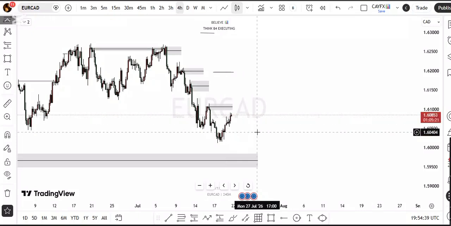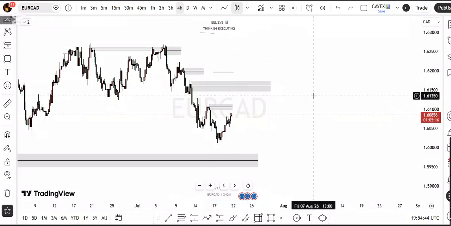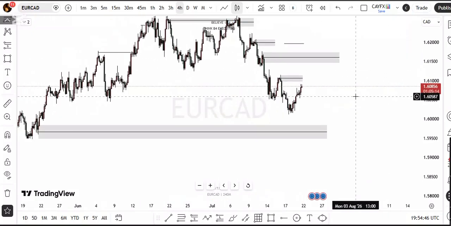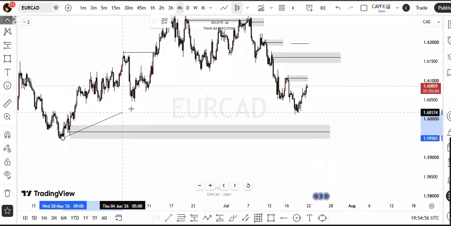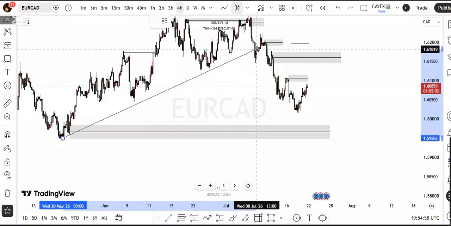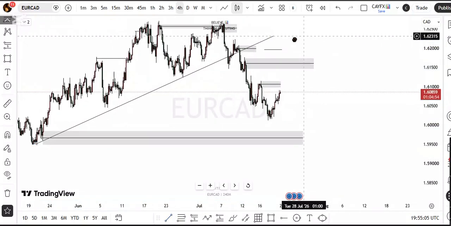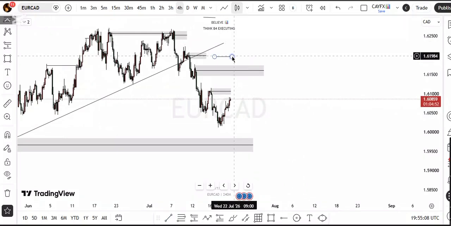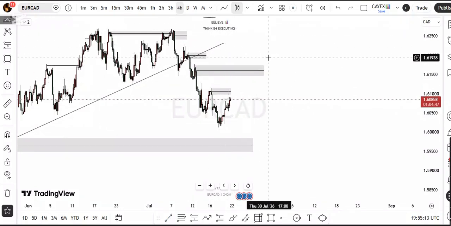So what am I going to do now? I'll likely wait for my entry model here. I'll use my trend line so that I will be sure. I will choose my POI here. I'll choose my POI here.